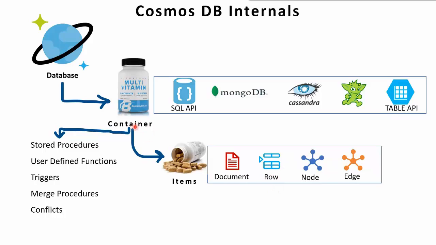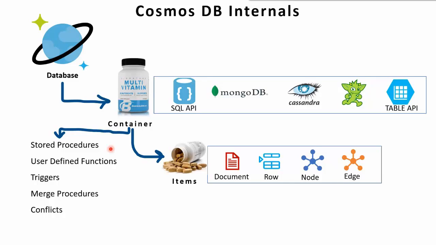Also, each container is going to have the following items. The first thing is stored procedures. What you need to know about stored procedures is, first of all, they are in JavaScript, so you must know JavaScript to be able to create stored procedures. The second thing is that they are usually good for writing data, not for reading data. The main reason is, if you remember the replica set that I showed you earlier, we had a leader and 3 followers. Stored procedures are executed only on leaders.